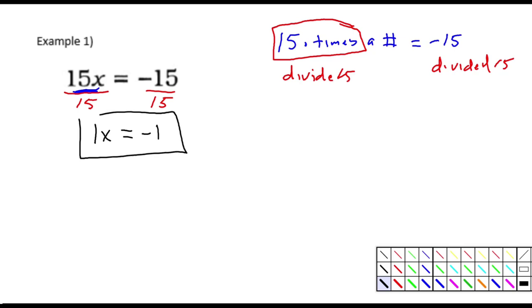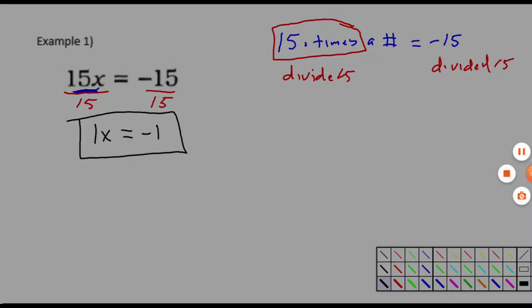And now think about it. In this problem, 15 times negative 1, the number that we were looking for was negative 1, because 15 times negative 1 is negative 15. All right, so that's all we're going to be doing on here. So just like before, we're using inverse operations. If they tell us to add, we're going to subtract. If they tell us to multiply, we're going to divide. If they tell us to divide, we're going to multiply. So we're just doing the opposite operation.